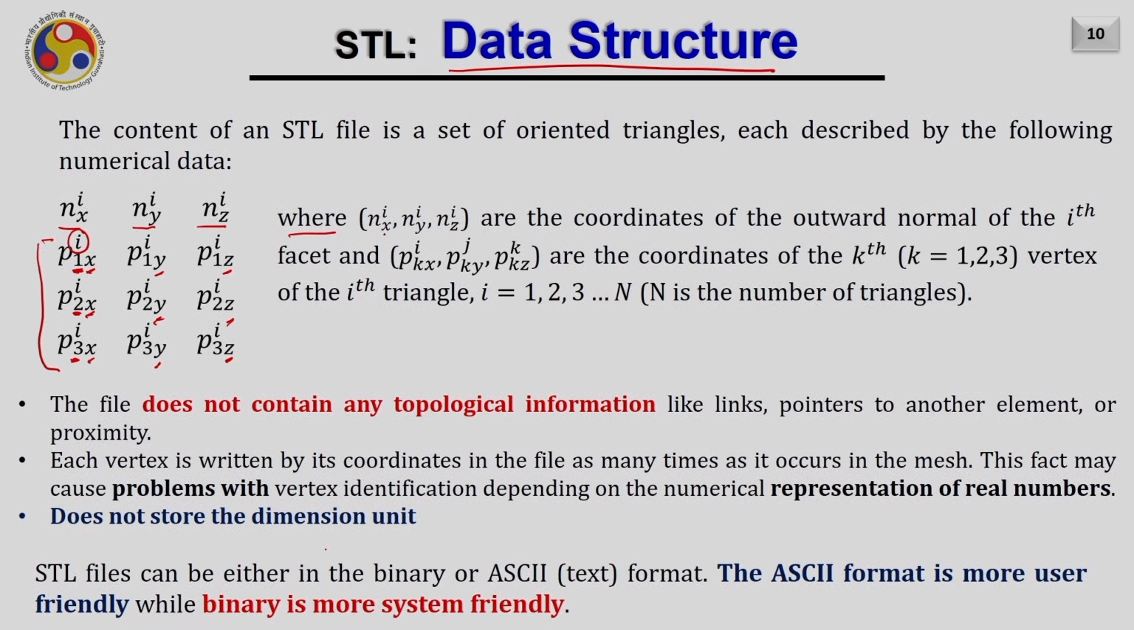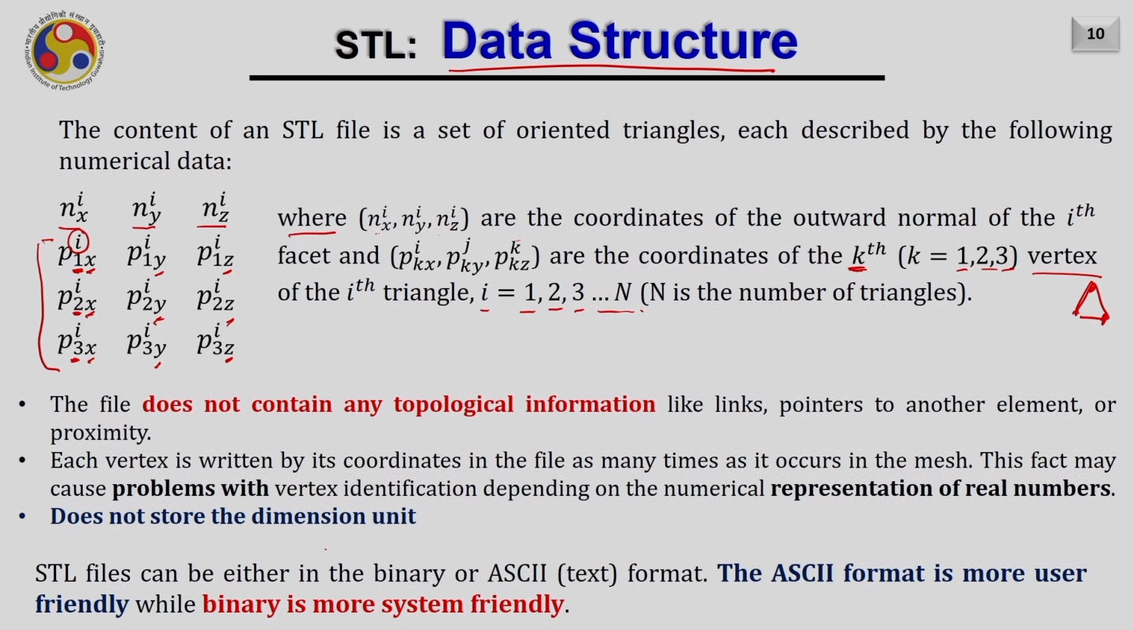Once again, the nxi, nyi, nzi are the coordinates of the outward normal of the ith triangle, and pkxi, pkyi and pkzi are the coordinates of the kth vertex, where k is nothing but 1, 2 and 3. There are 3 vertices in a triangle. The number of triangles can be any number. Therefore, if there are n triangles, then i will be equal to 1, 2, 3 up to n.